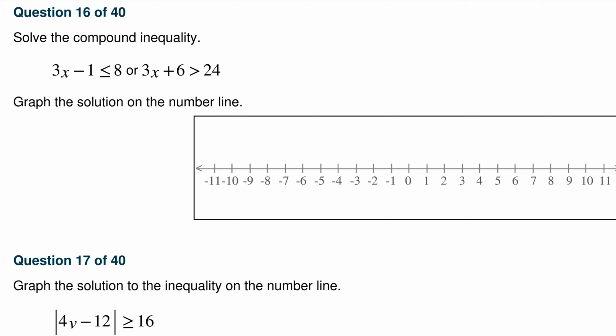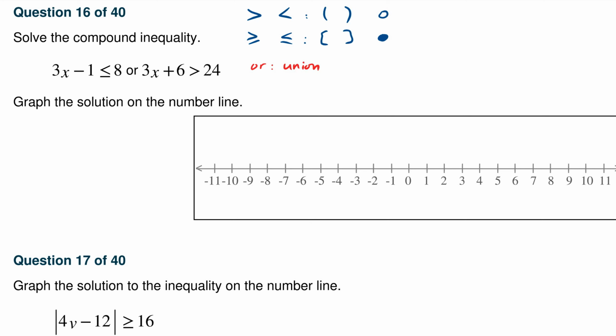So first of all, you need to know the following things. If you have greater than or less than without an equal sign, that will be a parenthesis, or it can be an open circle. If you have greater than or equal to or less than or equal to, that will be a bracket or a closed circle. It means included. And besides that, you also need to know what or means.